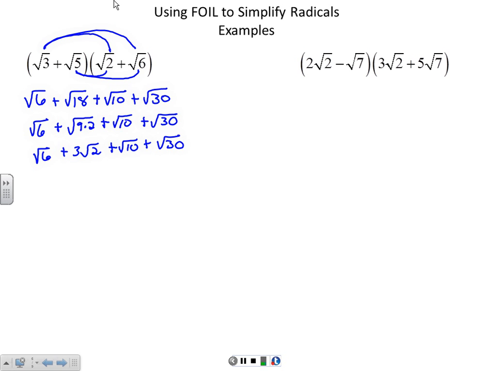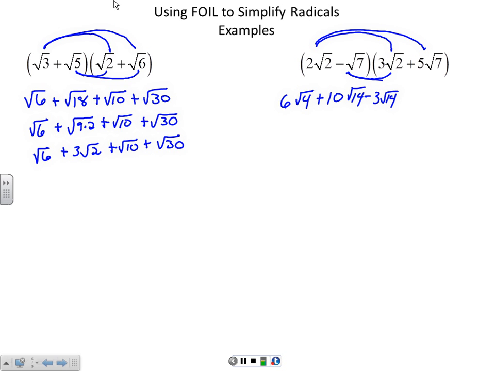So for this one, we have 2 square roots of 2 times 3 square roots of 2, which is going to be 6 square root of 4. And then we have 2 square roots of 2 times 5 square roots of 7, which is going to be 10 square root of 14. And then we have negative square root of 7 times 3 square root of 2, which is going to give us negative 3 square root of 14.